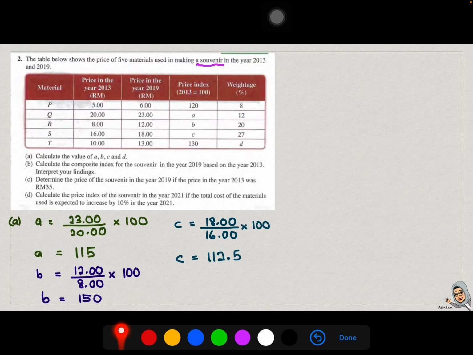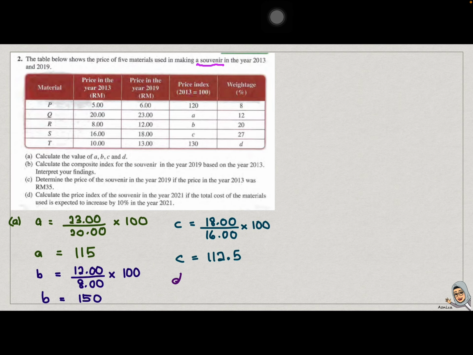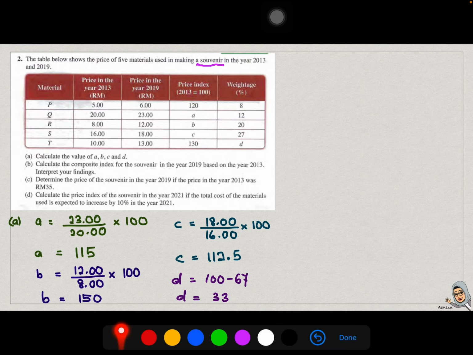And then D will be the value of the weightage for material T. Now the weightages are in percent, so it means that the total of the weightage for all the materials should be 100. So D will be 100 minus the sum of the weightage for P, Q, R, and S. So the value of D is 33.